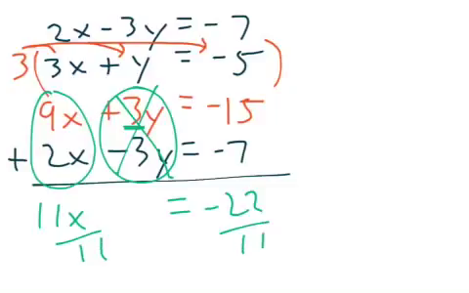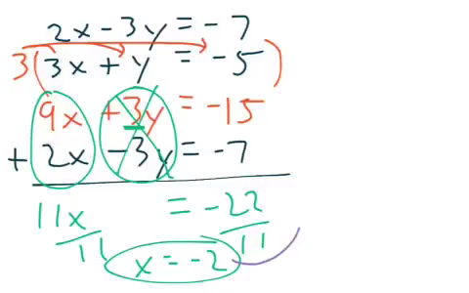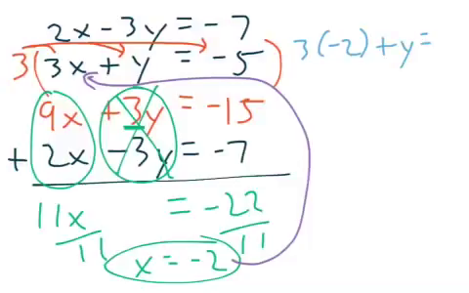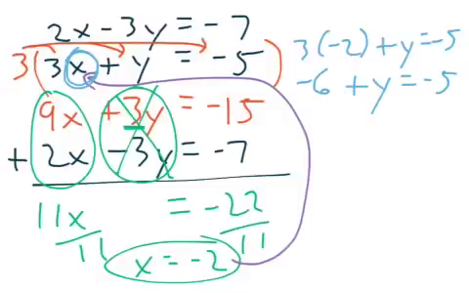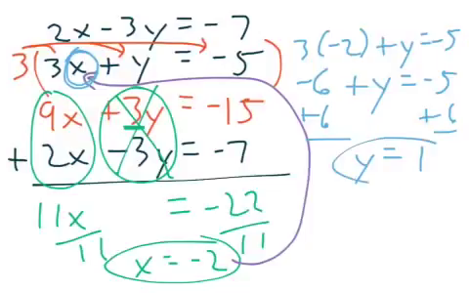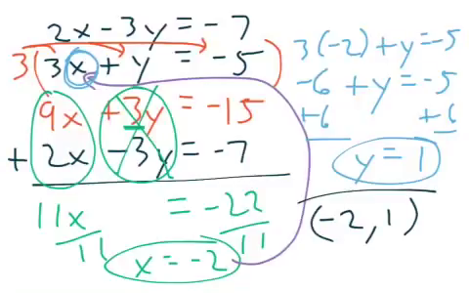Dividing by 11, that means x is negative 2. And then I'm just going to plug it right back in there. I like that equation because it has fewer negatives in it. So what do we have now? Well, we have 3 times negative 2 plus y equals negative 5. All I did, again, look at the blue, is plug in negative 2 there for x. Alright, finishing up, negative 6 plus y equals negative 5. I'm going to go ahead and add 6 to both sides. y is 1. And therefore, my solution is negative 2 for x, 1 for y.